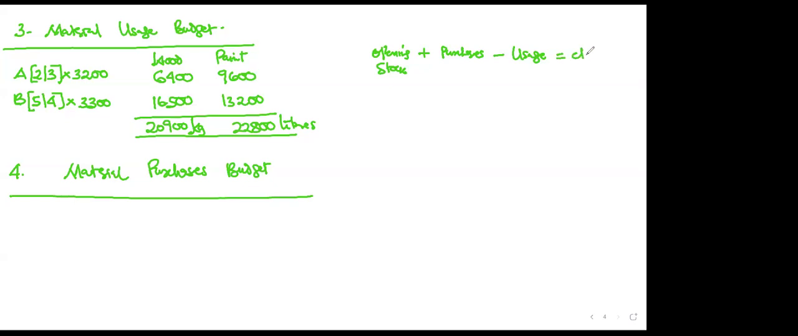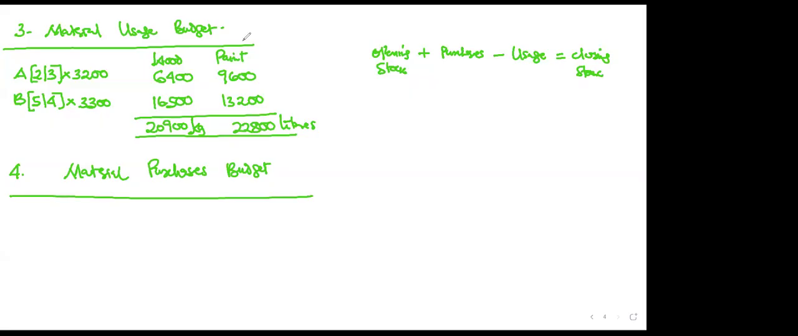And then you'll be left with a closing stock. Is that not how we use raw materials? If there's an opening stock, I'll purchase some in addition. Then I'll take out what I used. Then it will be left with a closing stock. Is that right?